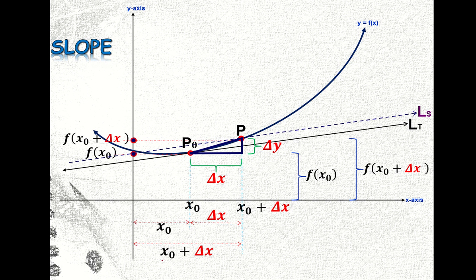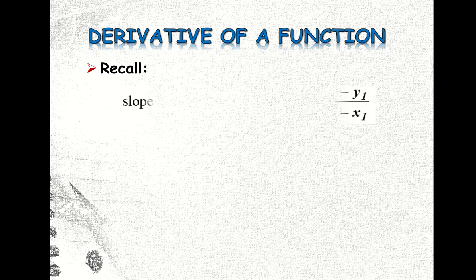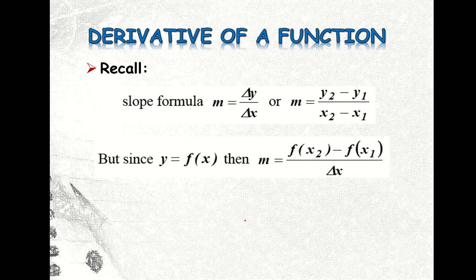Alright, so the slope is calculated from this illustration, class. Okay, so if you can still recall from our analytic geometry, or even in our discussion previously, we have the slope formula, delta y over delta x, or m equal to y sub 2 minus y sub 1 over x sub 2 minus x sub 1. So this is our definition for the slope. Okay, now since y is a function of x, then m is equal to the function of x sub 2 minus the function of x sub 1 divided by delta x.